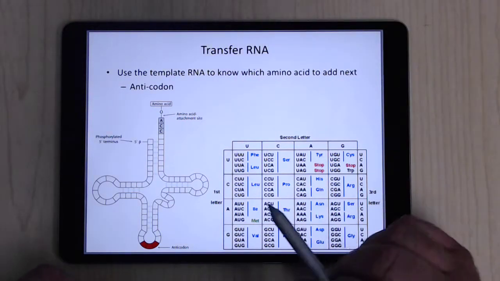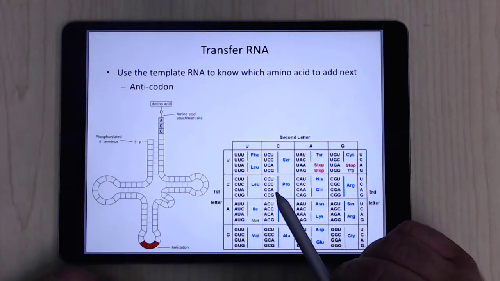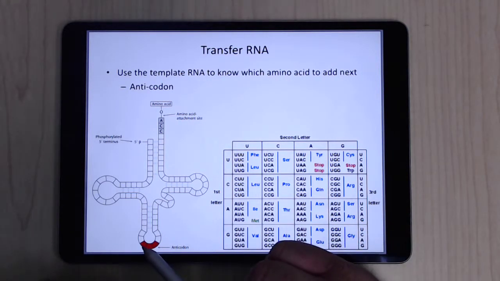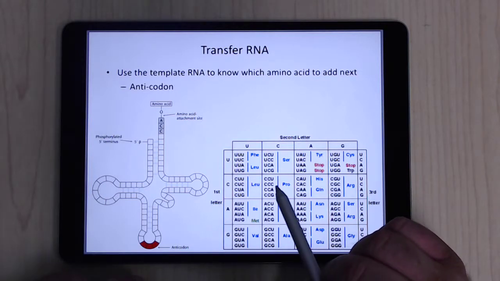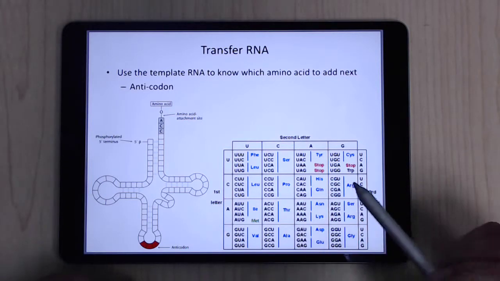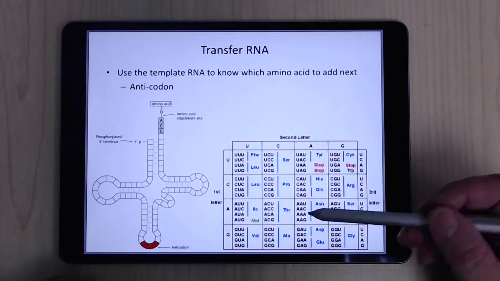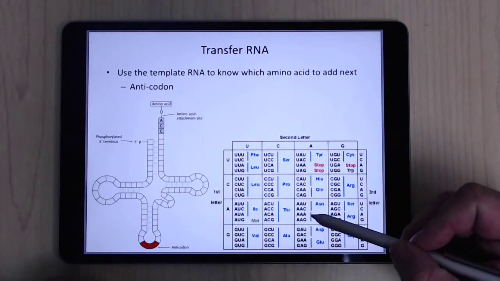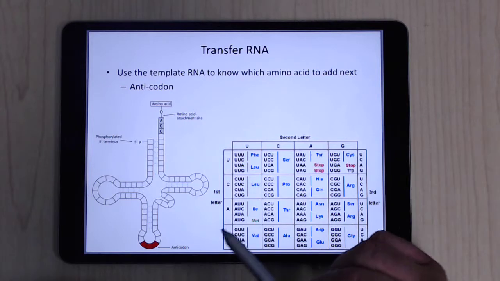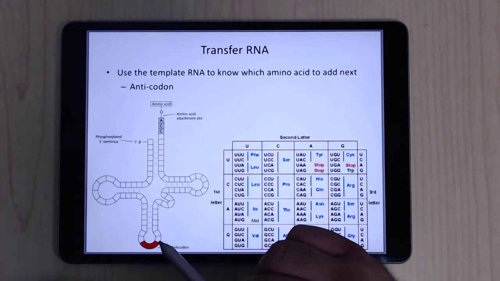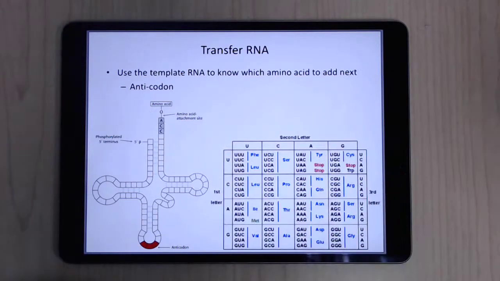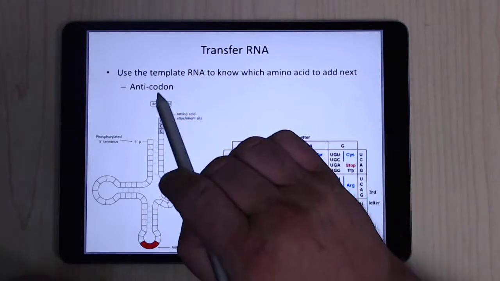If you had, say, CCC, this would be GGG, and it would encode for a proline. And if you had, say, AAA on here, the anticodon would be UUU, things like that. So that's how it knows. It examines it 3 at a time and puts these things together, and it starts building up the chain 1 at a time.